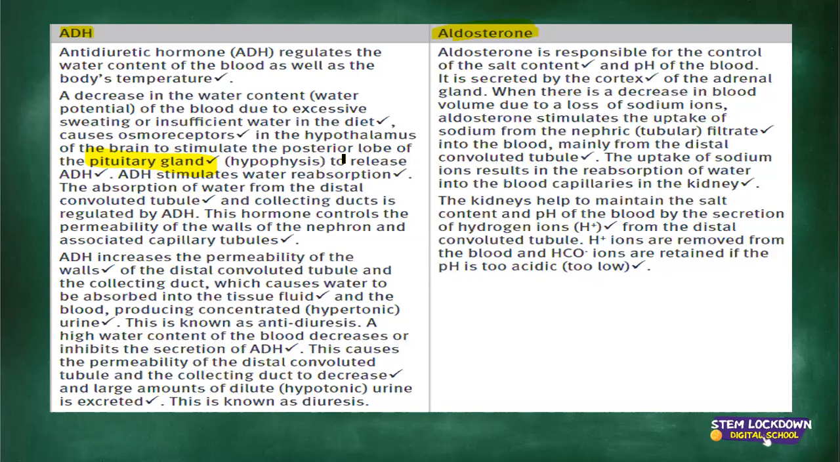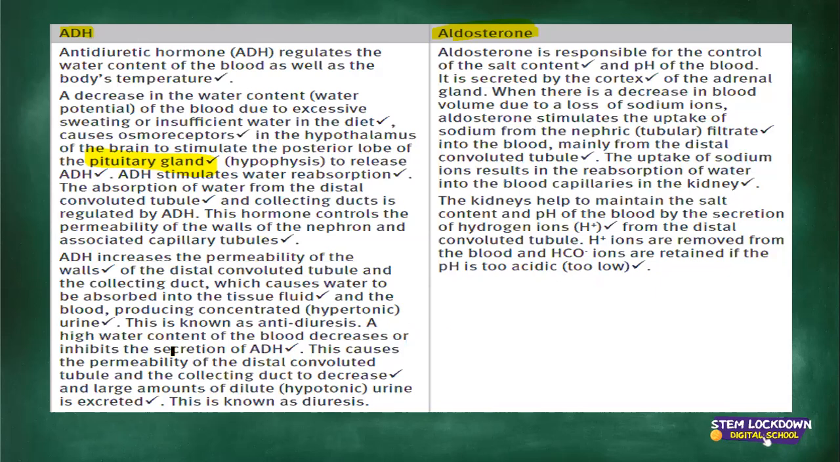Another word is hypertonic. So when we say hypertonic, we actually mean concentrated. What is this process known as? It's known as antidiuresis. And that is why ADH is called the antidiuretic hormone, right? Because it is involved in the process of antidiuresis.